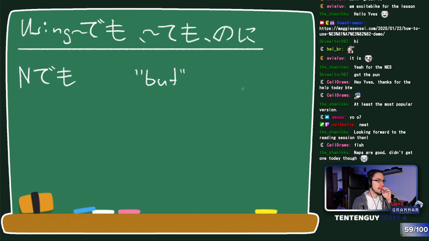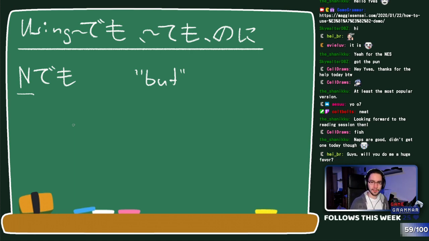But in the case of a noun, it's not even as conjunctive, because remember, a noun itself isn't really a clause.